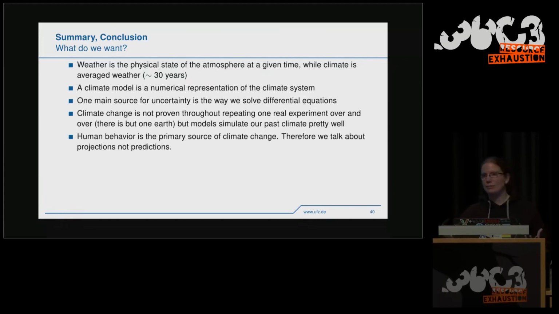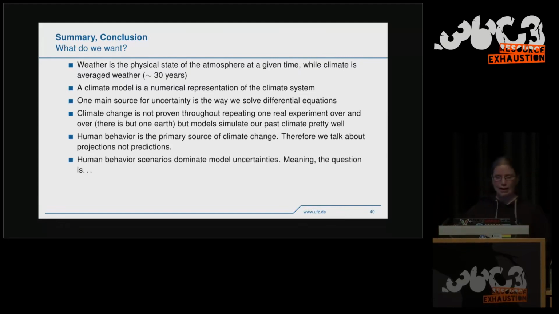We take what humans will decide in future as an input scenario, and with these input scenarios, we create different output scenarios. So with different input scenarios, we create these different output scenarios where we can tell, okay, when we behave like that, this is the output. And human behavior scenarios dominate model uncertainties, meaning the question is, what do we want? And if you go to a demonstration, the answer is usually climate justice, and I think that is a good answer. Thank you.